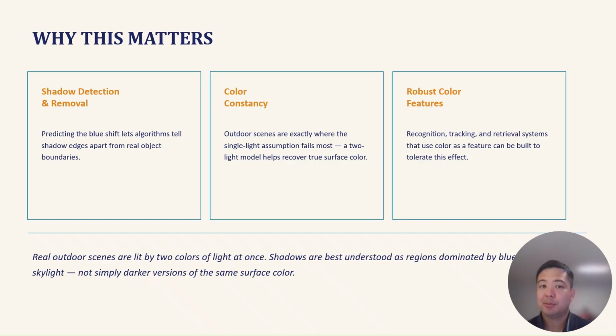So to sum up, outdoor scenes are lit by two different colored lights at once, and shadows are better thought of as areas mostly lit by that blue skylight, not just darker copies of the same surface color. That distinction matters for shadow detection, color constancy, and any color-based vision task working with real outdoor images.